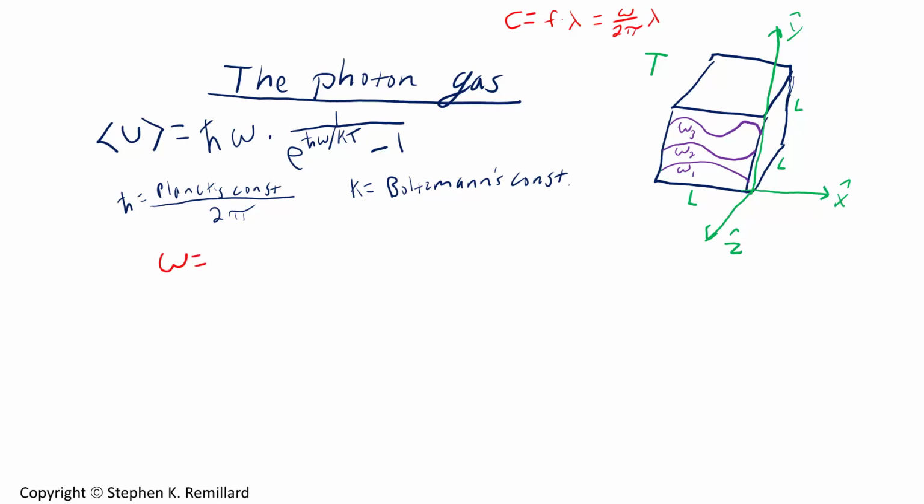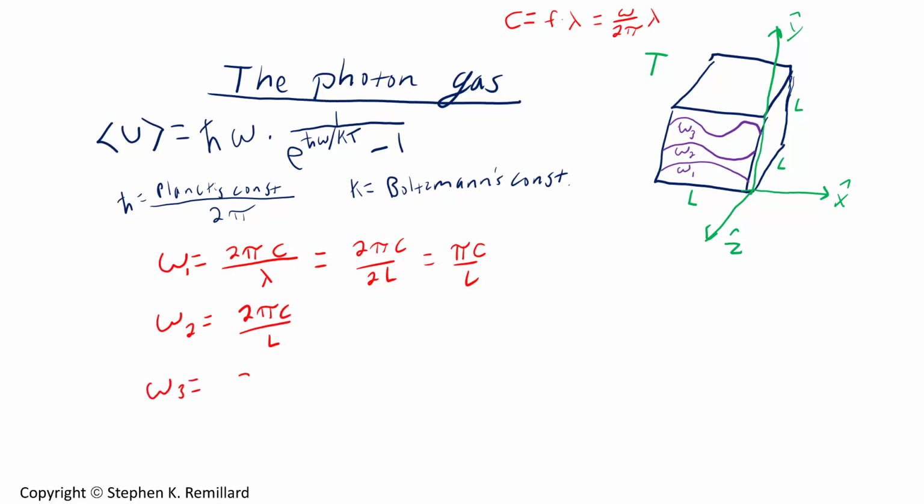Omega 1, the first resonant frequency, corresponds to twice the length of a single side of the cavity. So it's 2 pi times frequency, where frequency is c over lambda, where that first wavelength is 2L. And the next mode resonates at, you can figure out, 2 pi c over L. And the third one, again you have 2 pi c divided by the wavelength of the third one, which is 2/3 L, or 3 pi c over L.